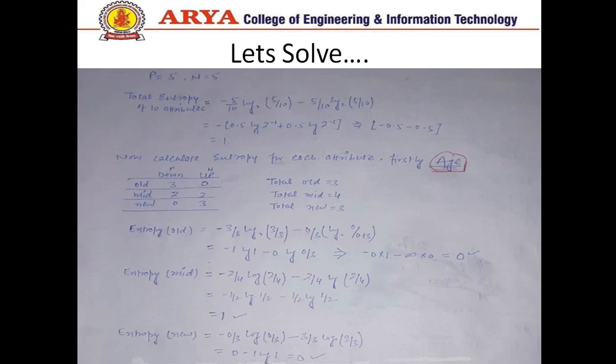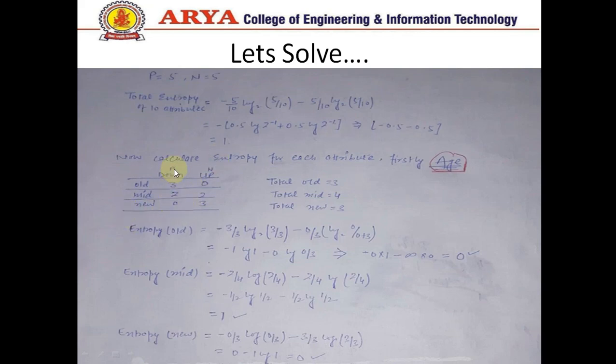Now we calculate entropy for each attribute individually. We need to calculate entropies for age, competition and type. By using these entropies we will calculate information gain for the different attributes, that is age, competition, type. As we know, the attribute having the highest value of information gain will be split further. So by calculating entropy for each attribute, the first attribute is age. Here we have 3 types of elements, that is old, mid and new.